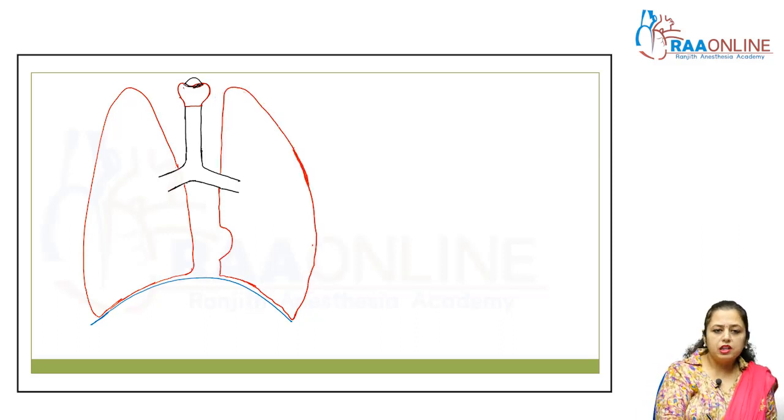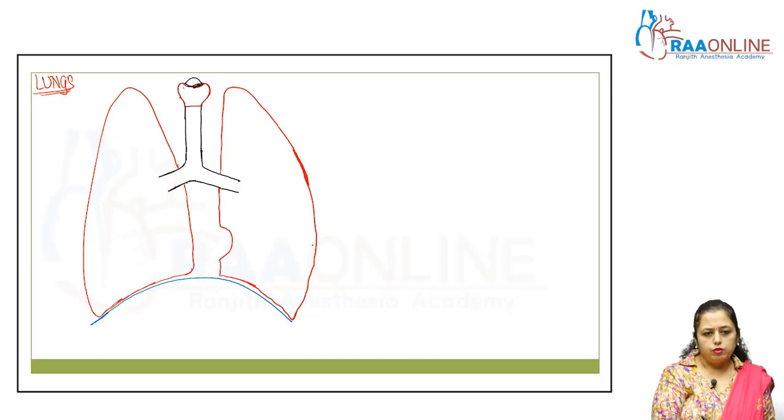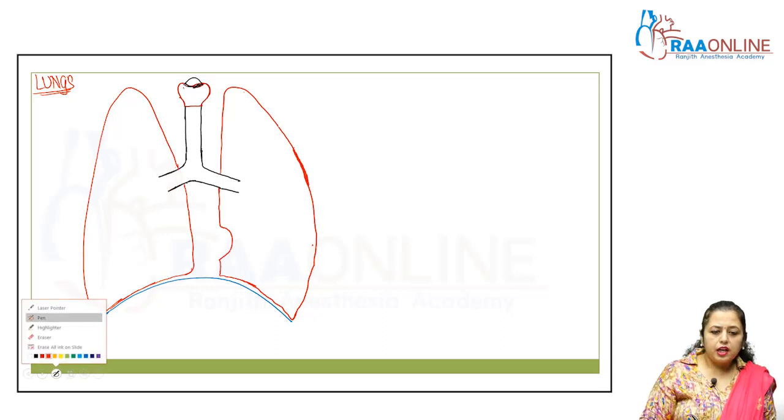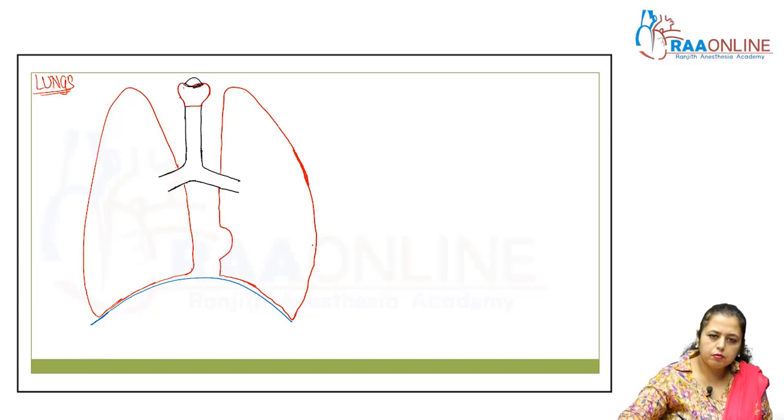So now come to the lungs. We are talking about the lungs now, right? For lungs we use the word pulmon. For lungs the medical terminology used is pulmon. Lungs are covered by a membrane, right? It is covered by a bilayer of peritoneum, which is called the pleura. It is a bilayer of peritoneum actually.